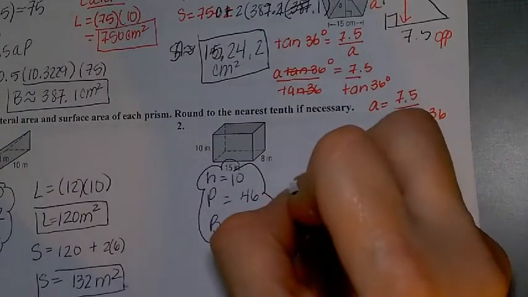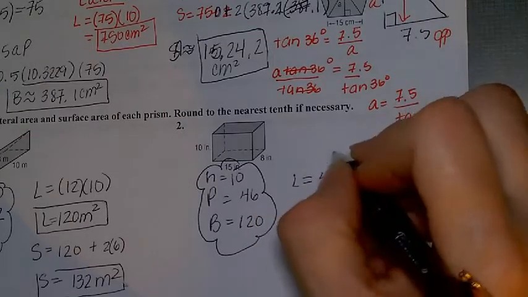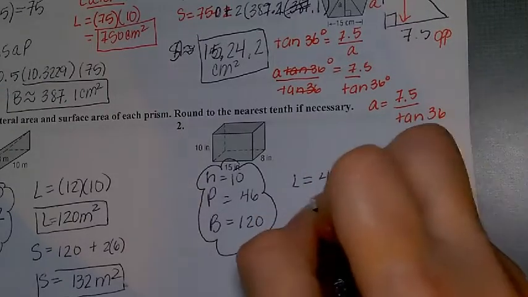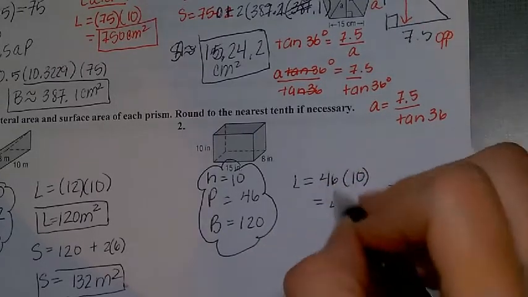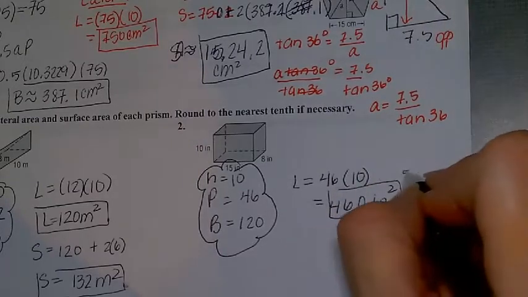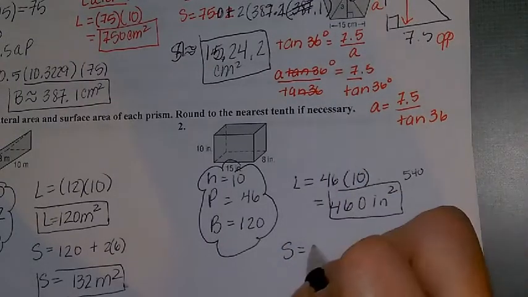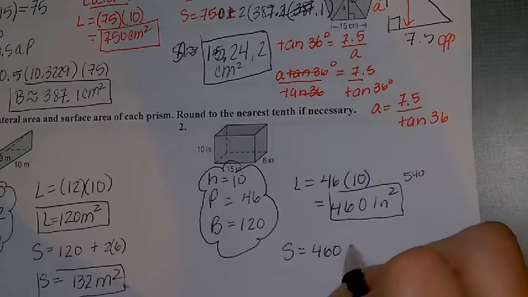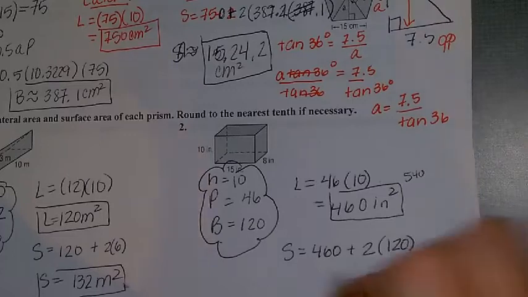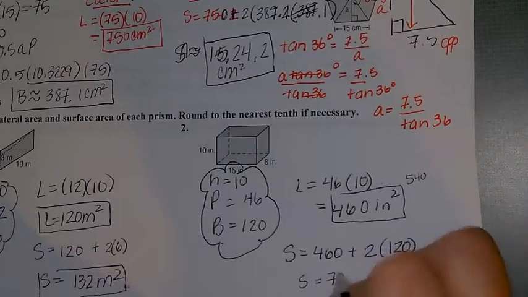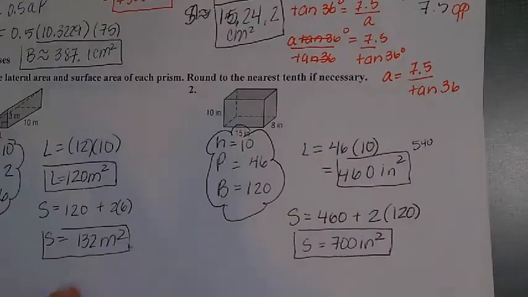So the lateral area is the perimeter of the base times 10. That gives me 460 inches squared. Or if you did it a different way, it would be like 540. All right, my surface area is my lateral, which is 460, plus twice the area of the base, and my total surface area is 700 inches squared. Don't you wish they were all like that?